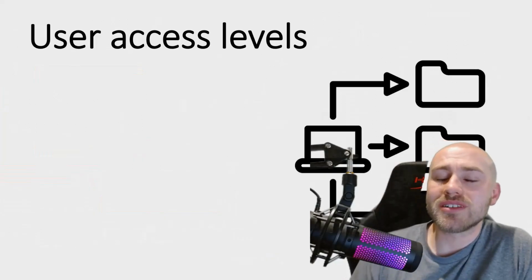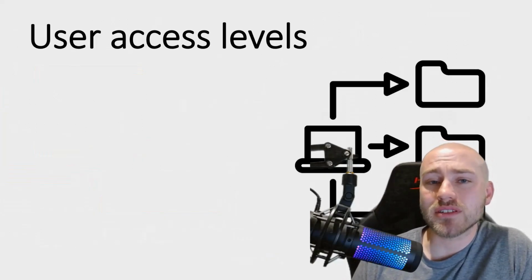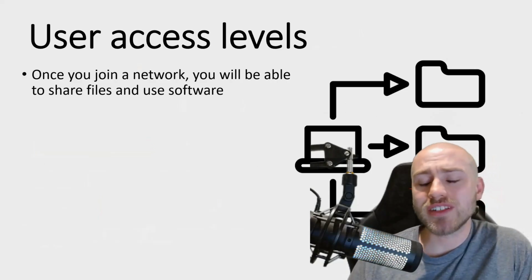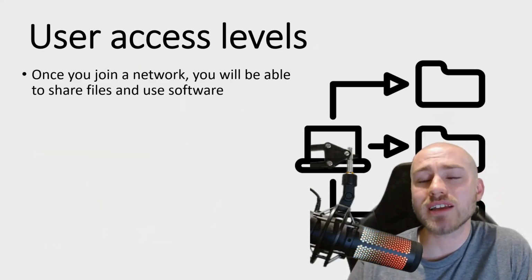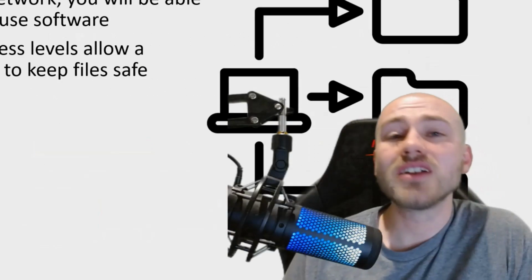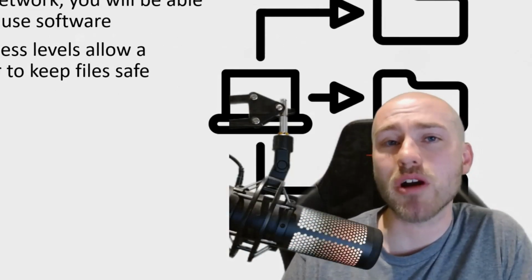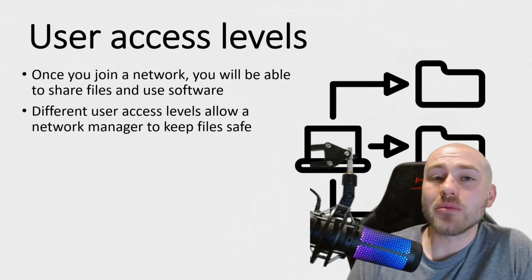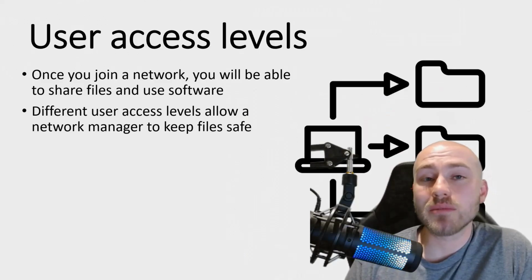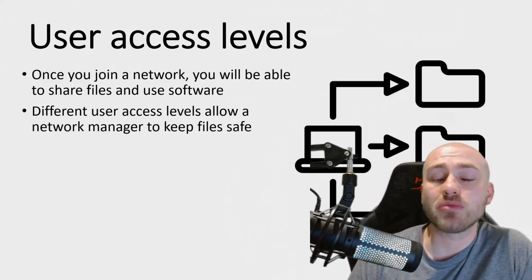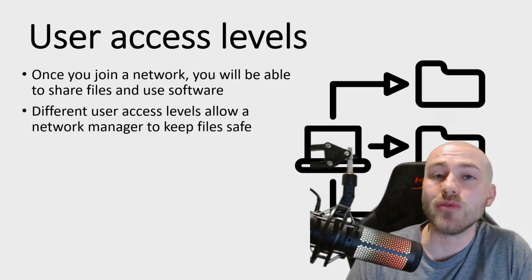Another thing I want to talk about today is something called user access levels. When you join a network, you will have a different level of user access depending on who you are. A network manager will have total access to everything so they can manage the network properly. But somebody else using the network might not have access to everything. For example, a student might not have access to program files in case they accidentally move or delete one.